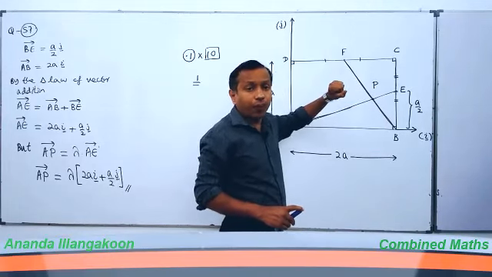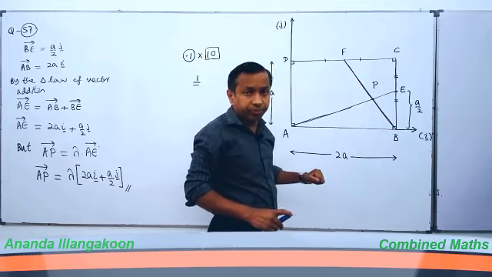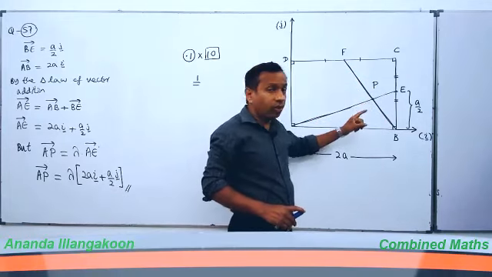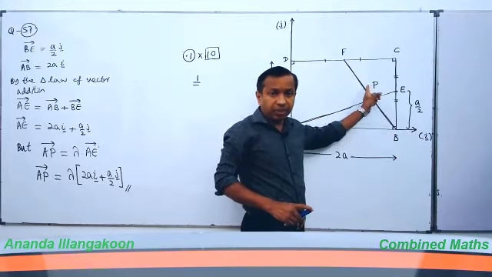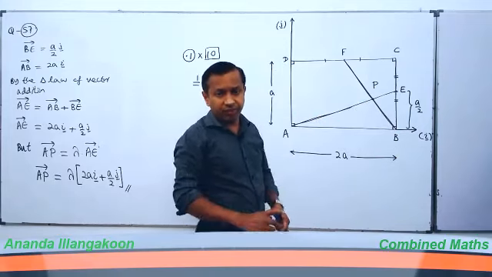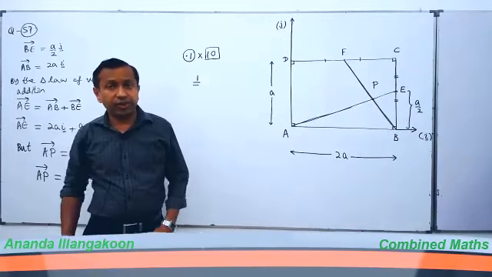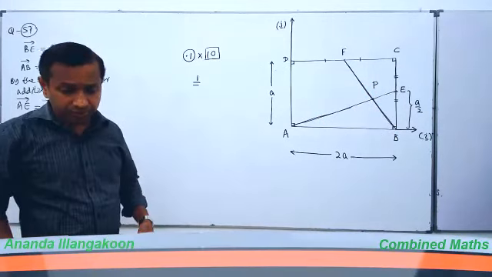Now people, we know BP vector. Then AP vector you can write how? AB vector plus BP vector. Then the second answer is coming. I think you can take this answer, right? Right. Now start, people. We'll do together.